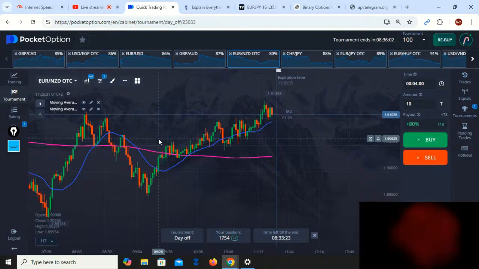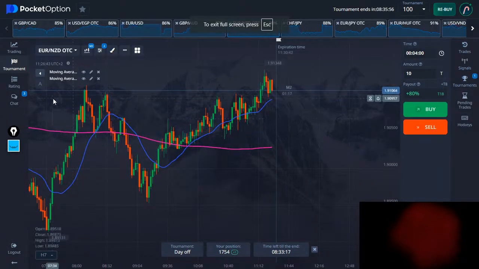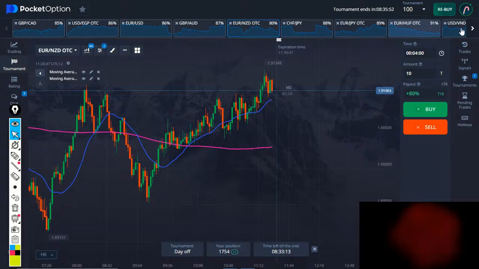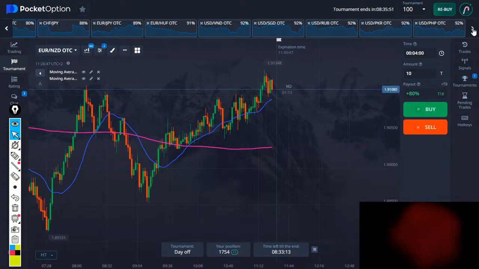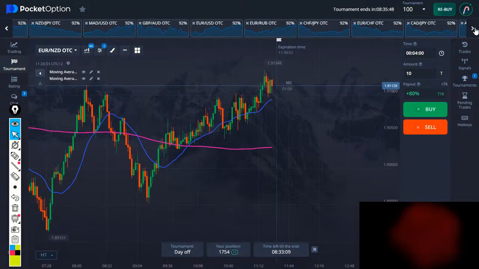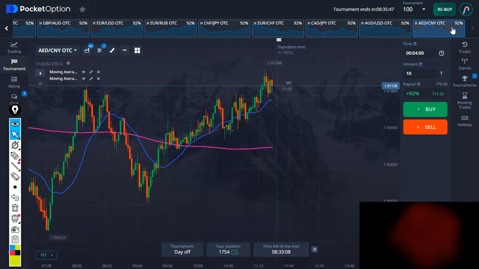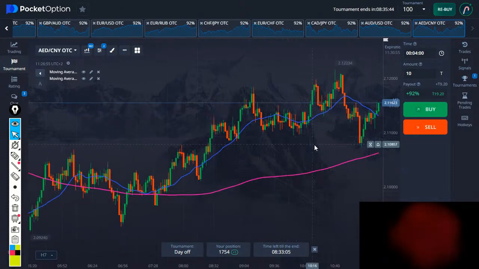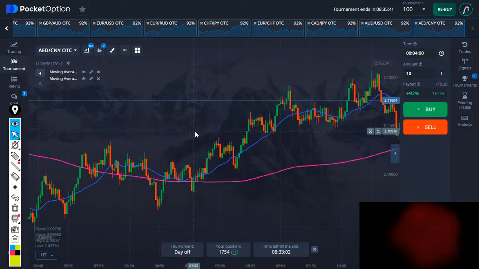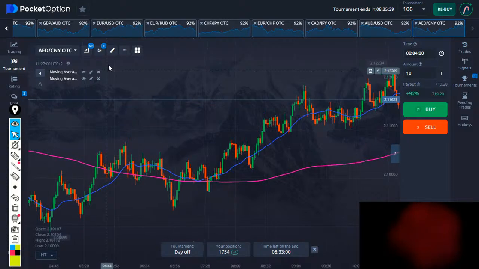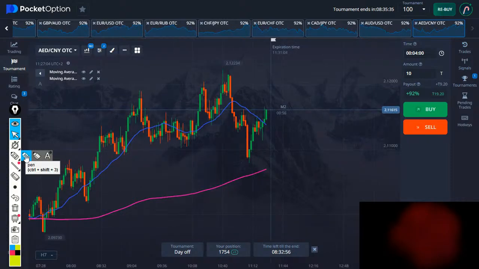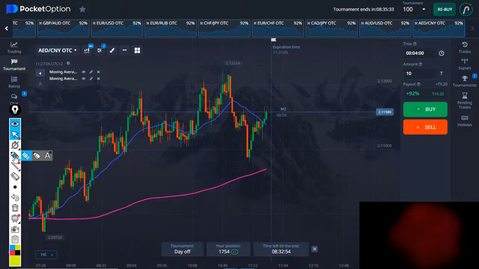That being said, let's start by explaining the strategy. The strategy is what I call the magic four. So let me find a pair that has a clean and clear situation. Okay, this is one of them. So the market, guys, moves in four states and four states only.